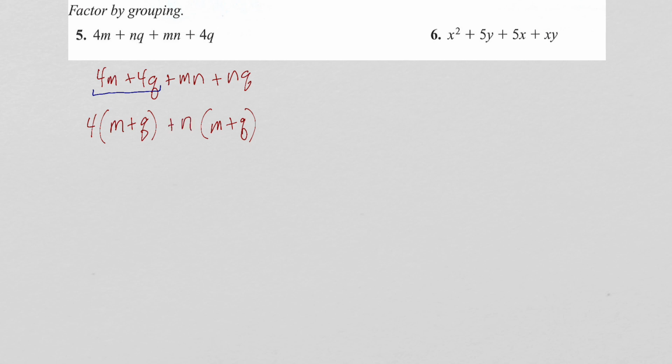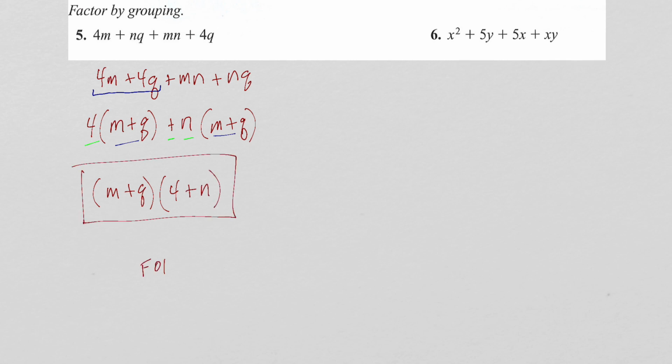Now the way this is written now, I have two terms. This is a term separated by this. Here's our common factor. So we pull out the common factor of m plus q, and we're left with 4 plus n. Now if you get yourself confused, FOIL this out and make sure you get back to the original. Your terms might be out of order after you FOIL, but they should all be there with the correct signs.